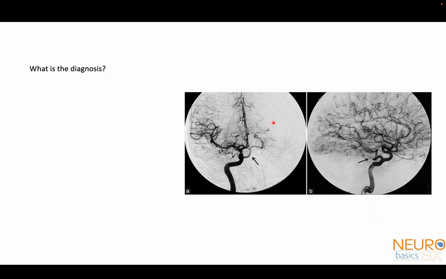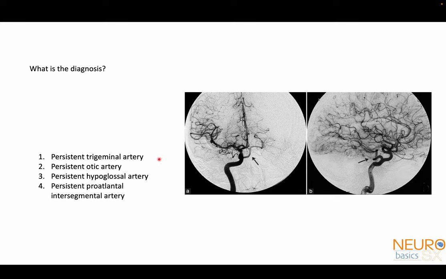The second question is, looking at this angiogram, what is the diagnosis? The options are: a persistent trigeminal artery, a persistent otic artery, a persistent hypoglossal artery, or a persistent proatlantal intersegmental artery. As we can clearly see here, the vessel is arising from the cavernous ICA and it is joining with the basilar at the mid-basilar level. So a vessel arising from the cavernous ICA and joining the basilar would be the persistent trigeminal artery.